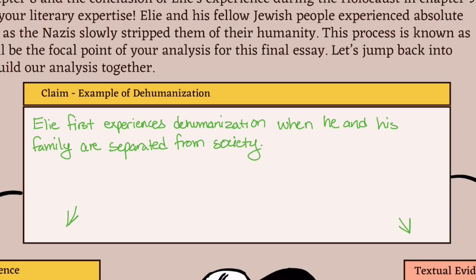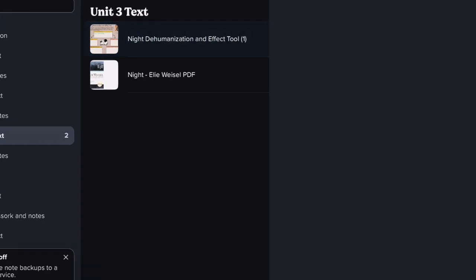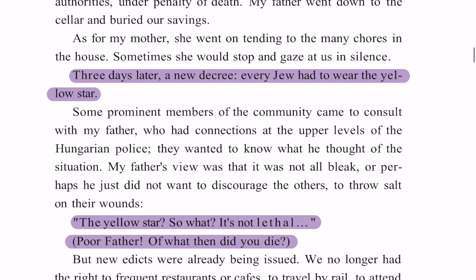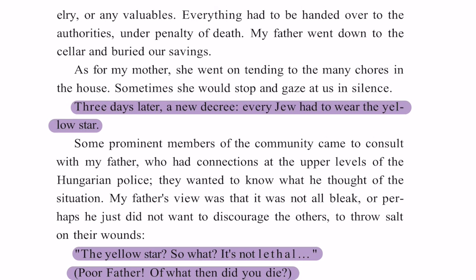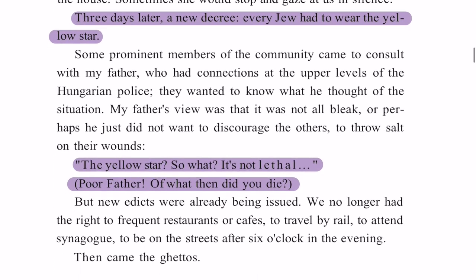So does anybody remember on page 11, there's a really good example of this, the beginning of this separation for the Jewish community. So if we go to page 11, remember what they did when they had them move into this ghetto? They started issuing all these decrees. They couldn't have jewelry. They couldn't be out past a certain time. Remember? And then one of those decrees was, 3 days later, every Jew, a new decree, every Jew had to wear the yellow star of David, right?